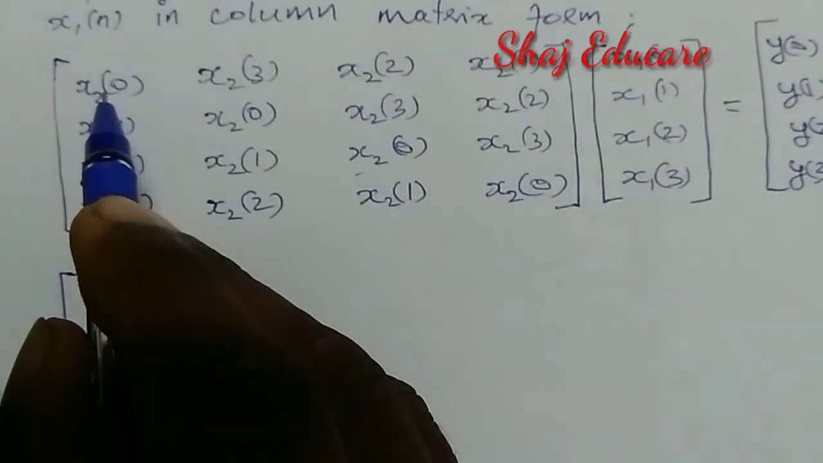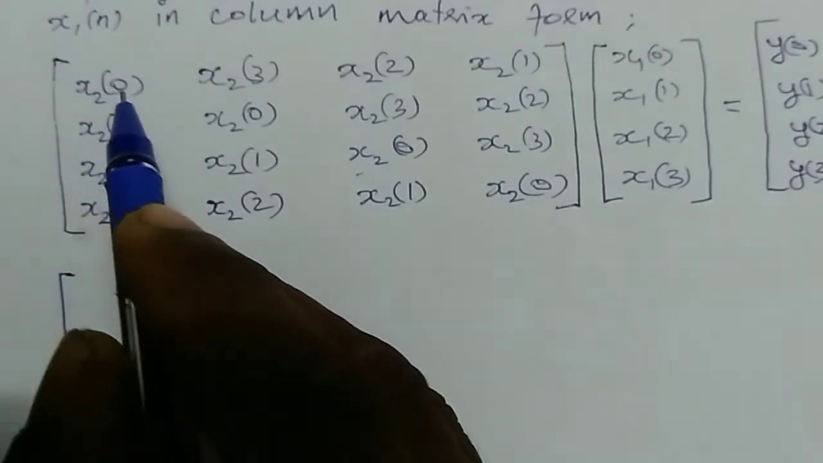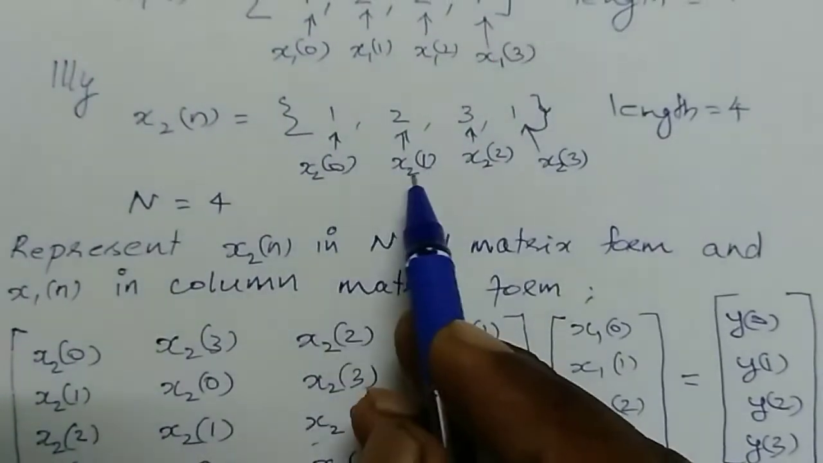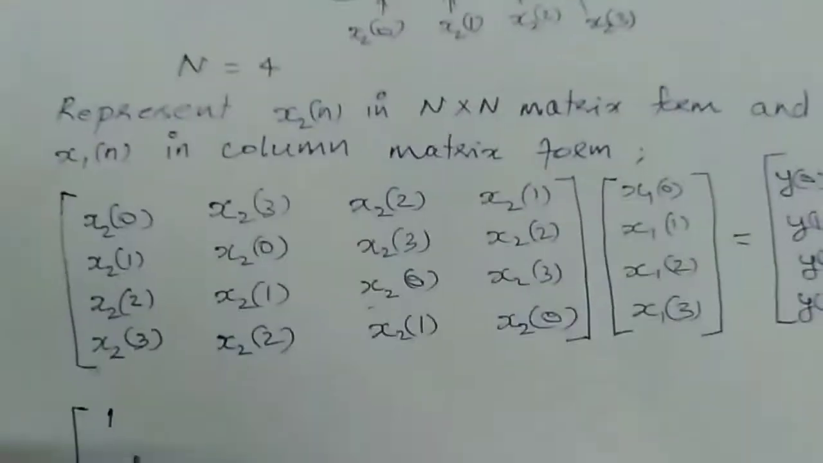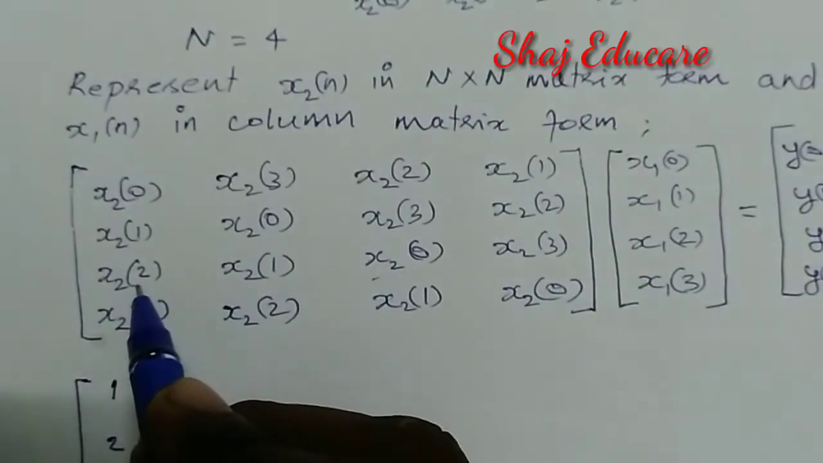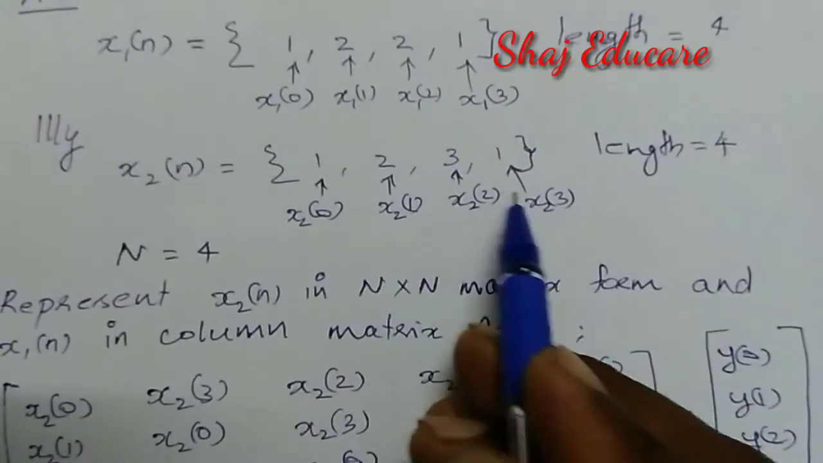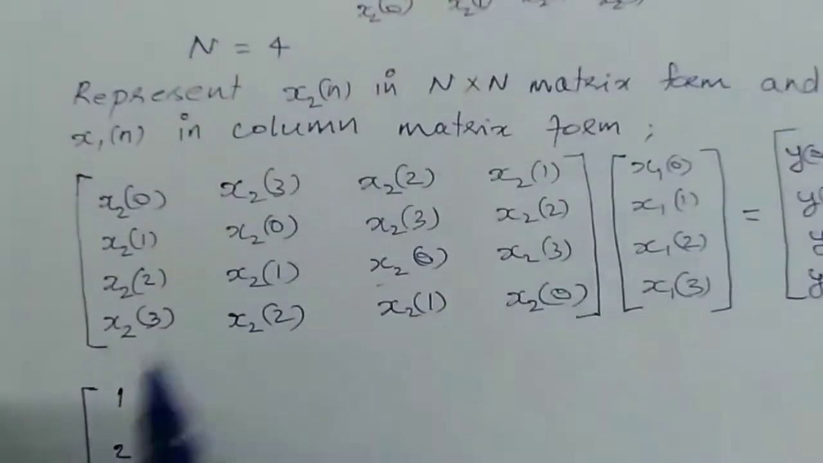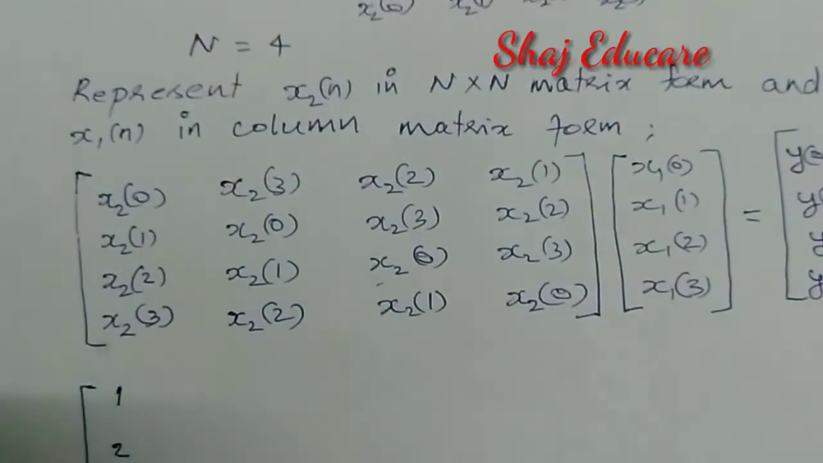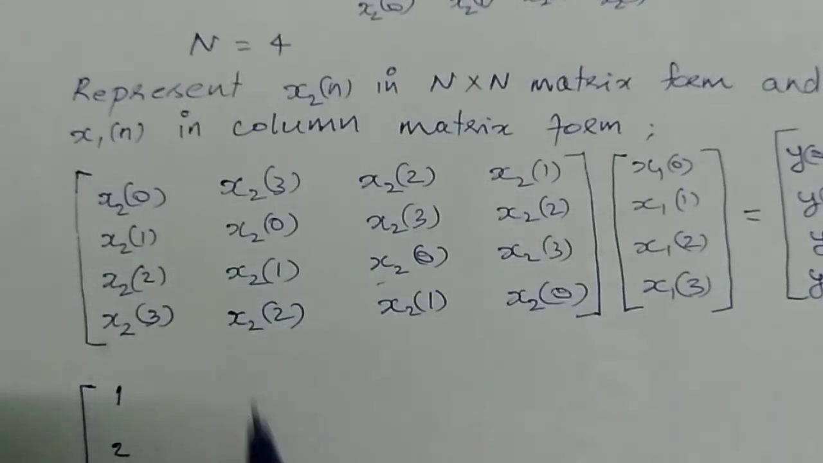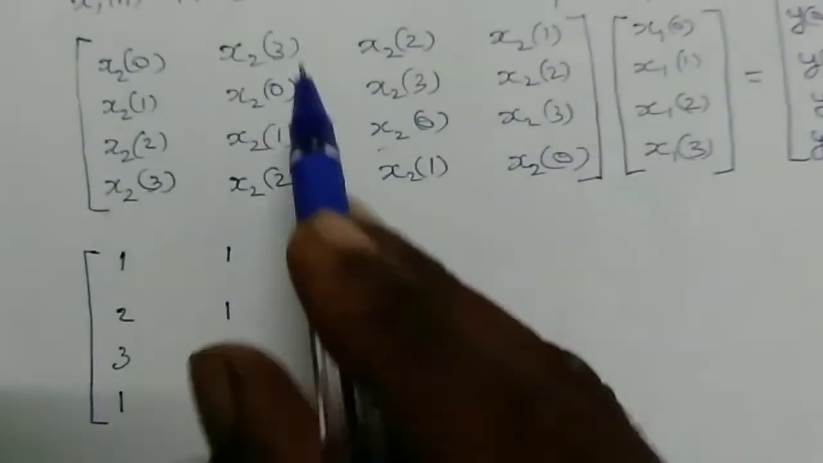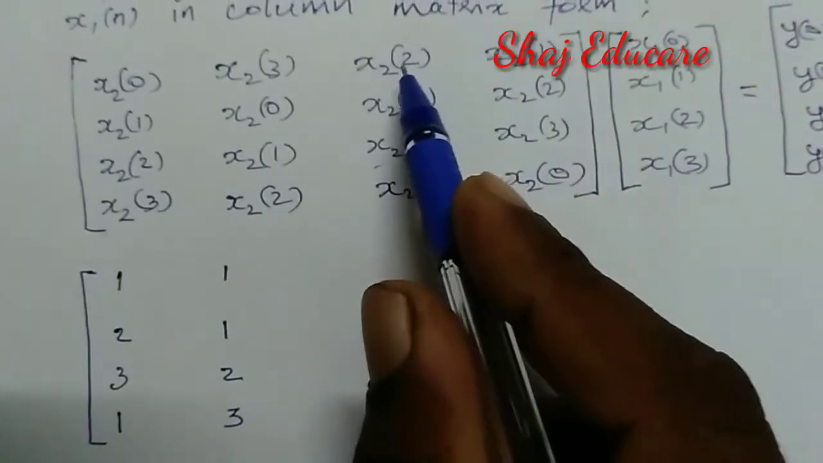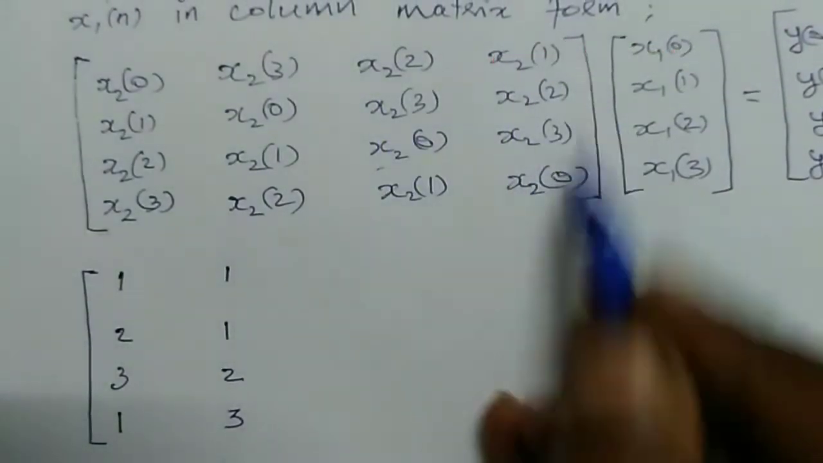At first we have to enter the value of x2 of 0. x2 of 0 is 1, x2 of 1 is 2, and x2 of 2 is 3, and finally x2 of 3 is equal to 1. Now complete the entire elements in this square matrix. Now I completed the second column. Now we have to complete the third column and fourth column.